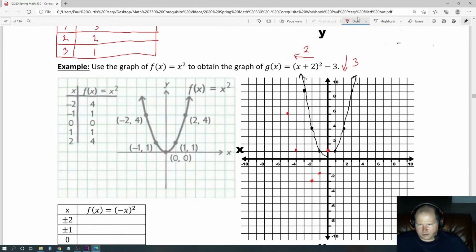So 2 to the left, 3 down, 2 to the left, 3 down, 2 to the left, and 3 down, and finally 2 to the left, and 3 down. 1, 2, 3. Right there. And yeah, that should do it.